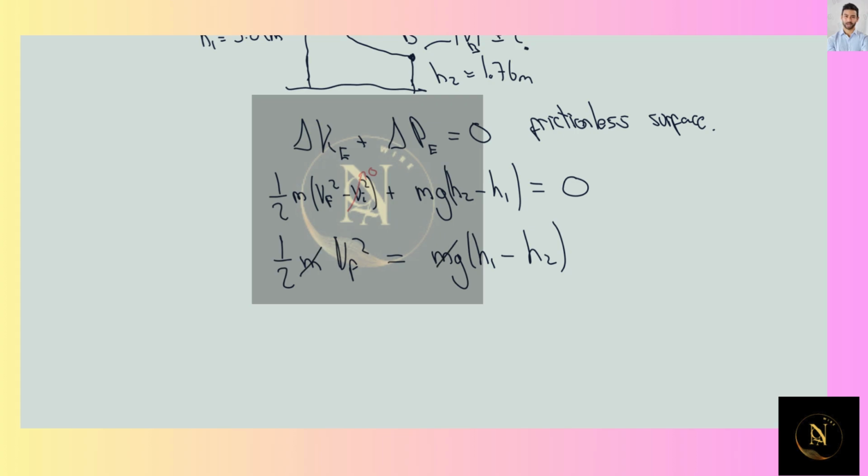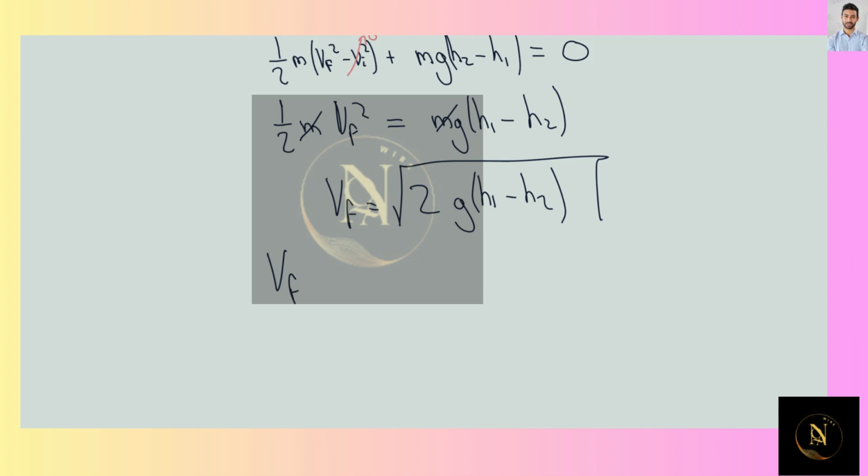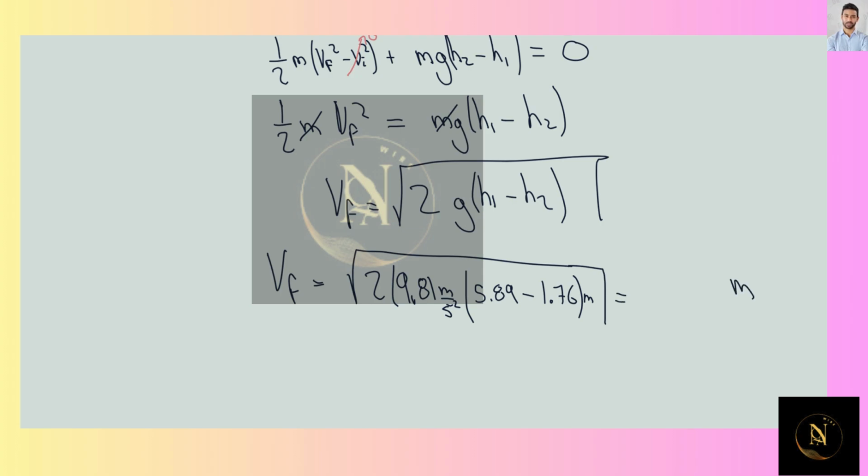and we're going to get that the final velocity is going to be equal to 2 times gravity multiplied by h1 minus h2, and taking the square root of all of this result. Thus, the final velocity, taking the value for gravity as 9.81 meters per second squared, is going to be the square root of 2 times 9.81 times 5.89 minus 1.76 meters. Notice that the units inside are going to be meters squared divided by seconds squared, which upon taking the square root gives us meters per second.